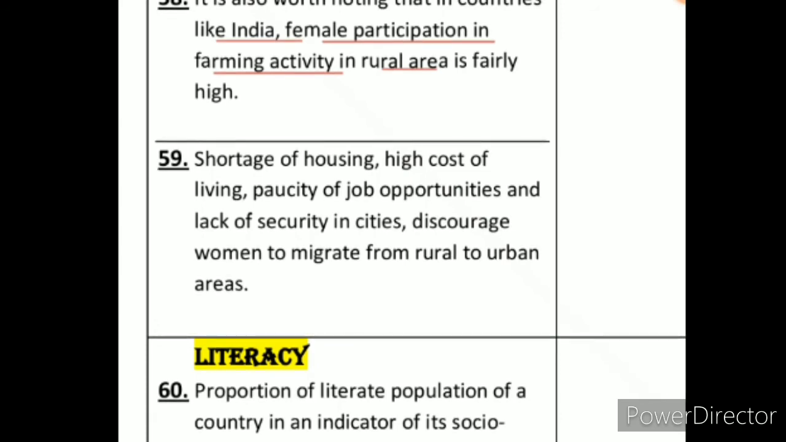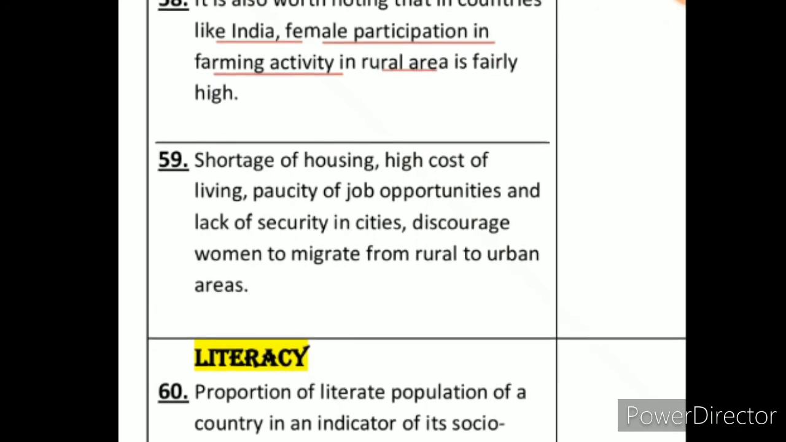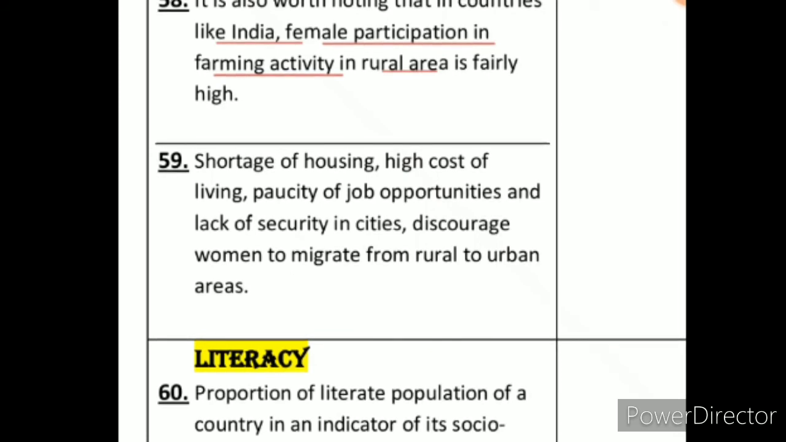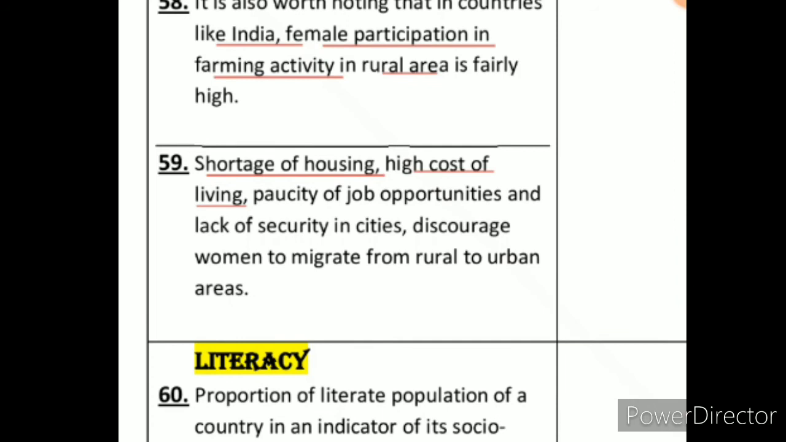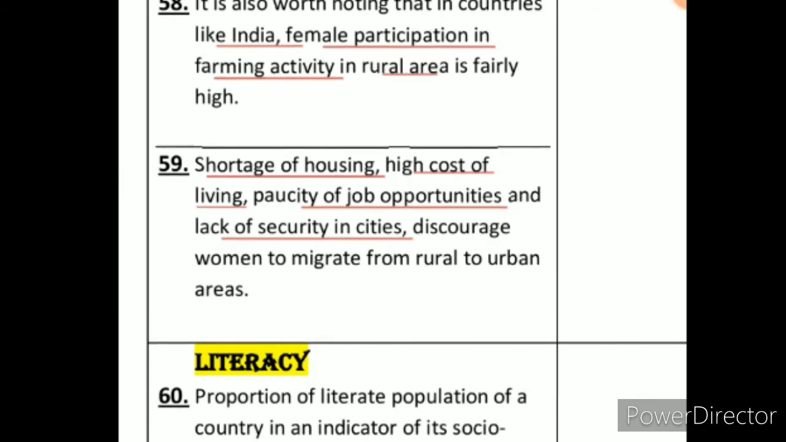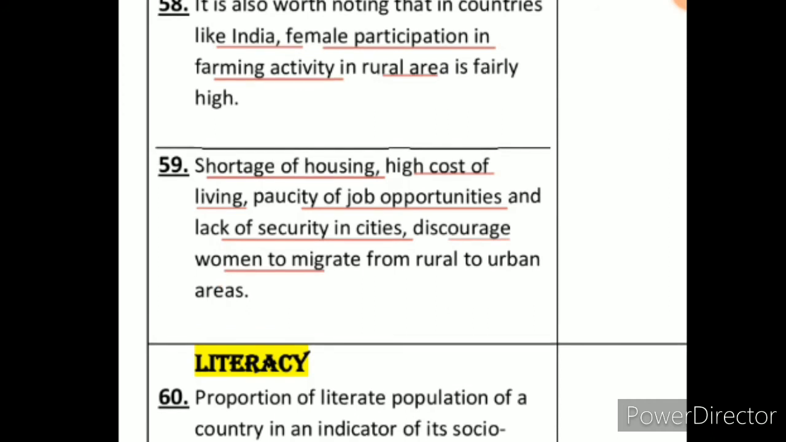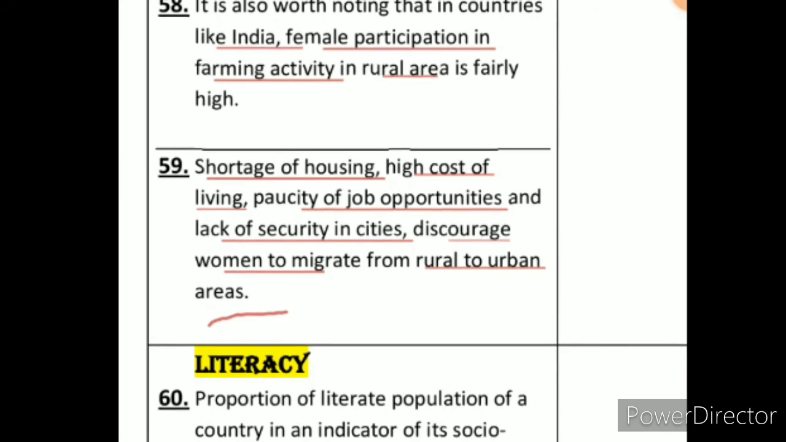And other reasons are also there why females are more in rural area in developing countries as compared to males. The reason is, first of all, if male migrate from village to urban areas, क्यों नहीं अब फीमेल्स को लेके जाते? The reason is very clear: because shortage of housing. Big cities are there but there is a problem of shortage of houses, then high cost of living, आपका रहना बहुत कॉस्टली है, then less job opportunities, right, then security is also less in cities as compared to rural areas, right. And that's the reason why it is discouraging women to migrate from rural to urban areas, why women are more in number in rural areas as compared to urban areas.